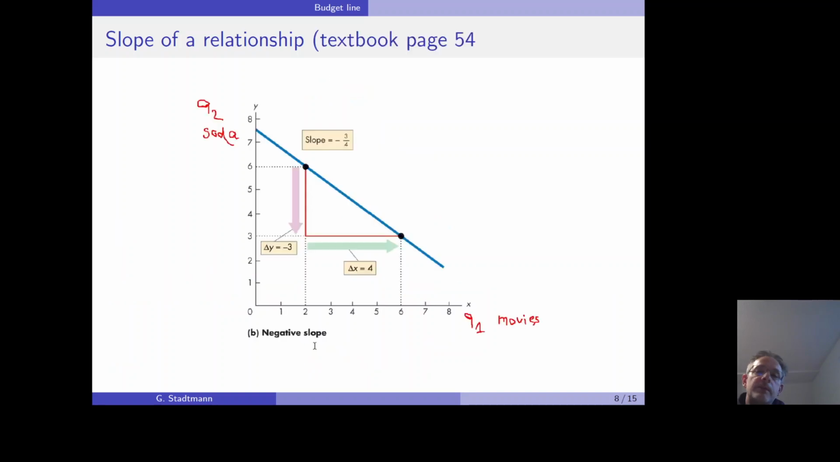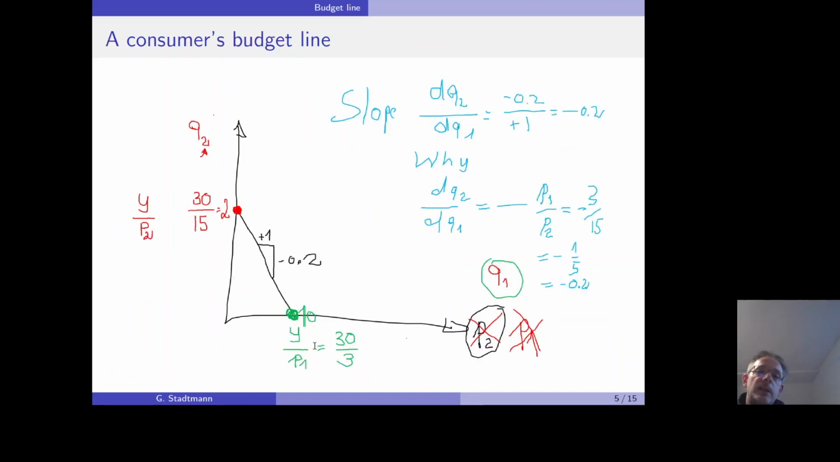And I think it's much easier to stick to our convention that we put Q2 on the vertical axis and Q1 on the horizontal axis, and then the slope is given by dQ2 divided by dQ1. And in economic terms, this is given by this price ratio here.